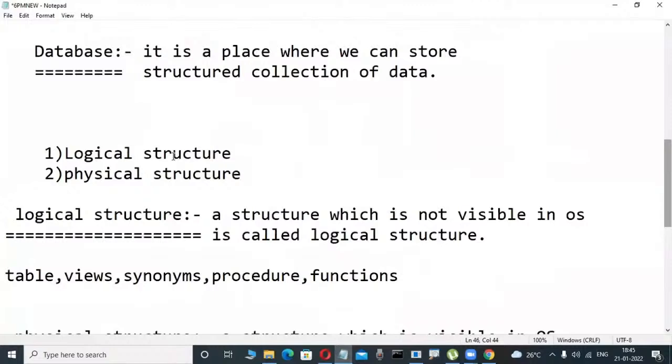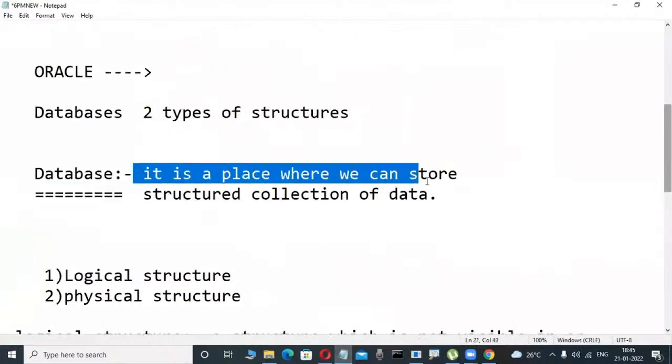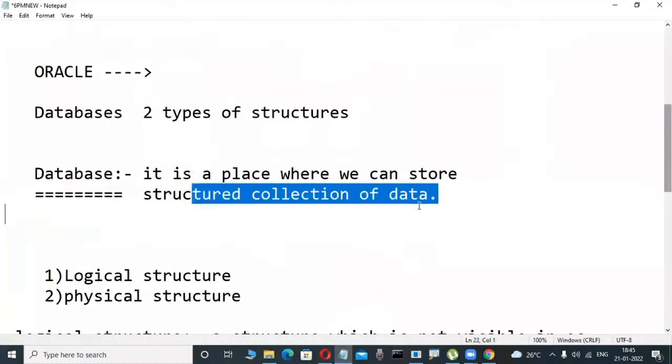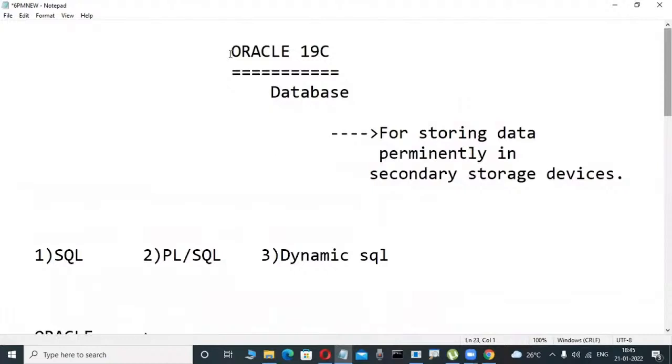Two definitions are there, you are observing or not, but most of the developers write that it is a place where we can store a structured collection of data. Understood? Yes, that's why. Now here, Oracle is a product from Oracle Corporation. In our course, we are learning the 19C version only. This is a database product.